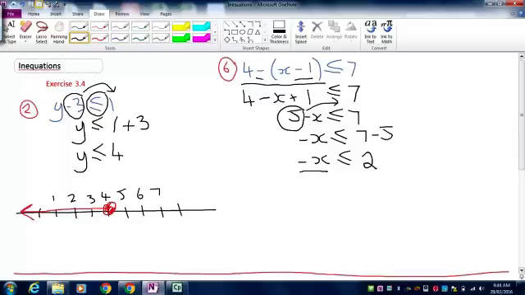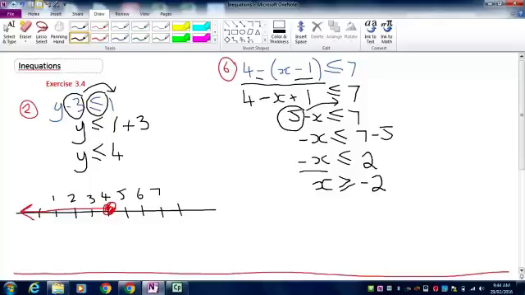Now the problem is here I have a negative value for x. I'd much rather have that as a positive value, so I can fix that by multiplying both sides by negative 1. That just means I change the sign. So negative x becomes x. I also have to change my inequality sign because I've just multiplied my inequation by a negative number, which changes the direction of that sign in the middle. So my result is x is greater than or equal to negative 2.